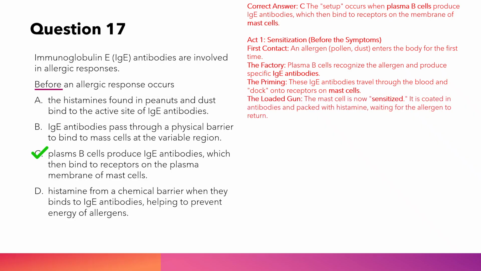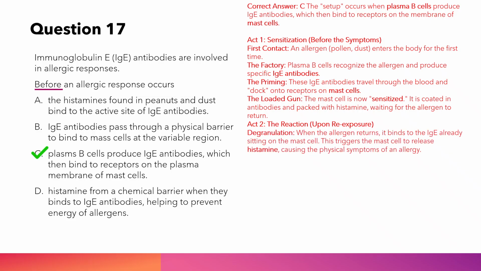The mast cell is now sensitized. It is coated in antibodies and packed with histamine, waiting for the allergen to return. Act 2. The reaction. Upon re-exposure, degranulation. When the allergen returns, it binds to the Ig already sitting on the mast cell. This triggers the mast cell to release histamine, causing the physical symptoms of an allergy.